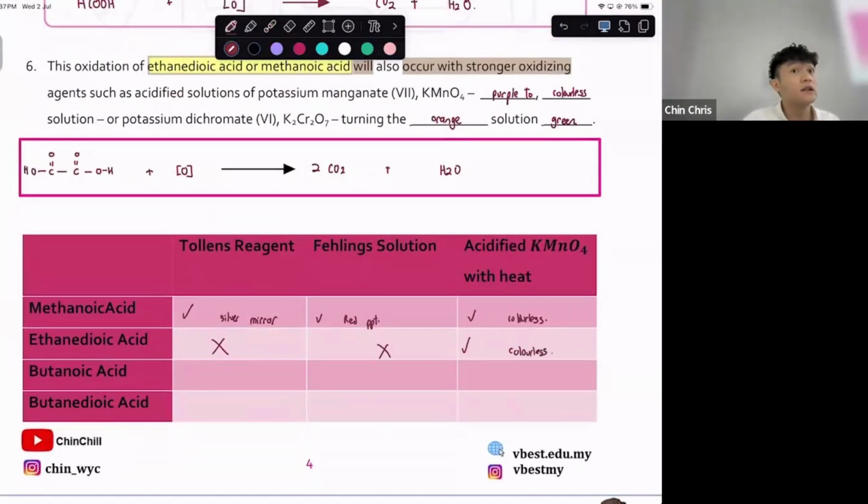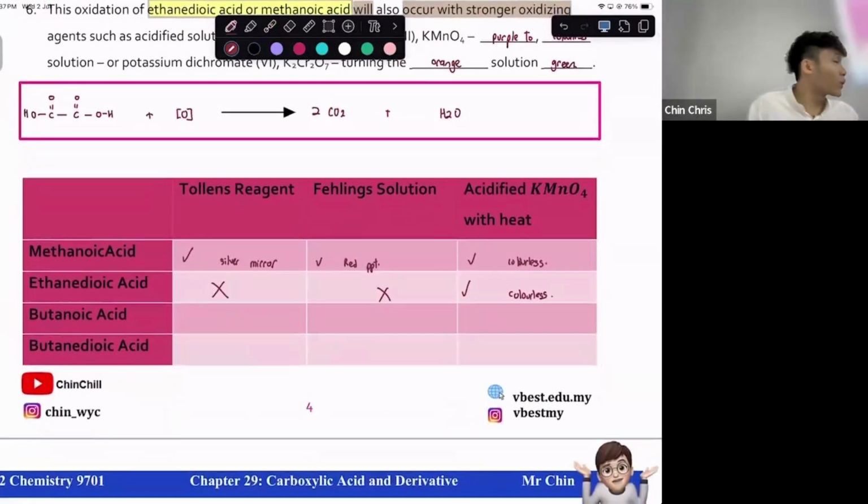Understand? Know the difference? This one you guys need to know, under which circumstances, what type of carboxylic acid can be oxidized. Butanoic acid? Can? No. Fehling's? KMnO4? No. Too many CH3. Butanedioic acid? No. Fehling's? KMnO4? No. So conclusion, only methanoic acid and ethanedioic acid can be oxidized. Only these two. But these two can be oxidized under different conditions as well.